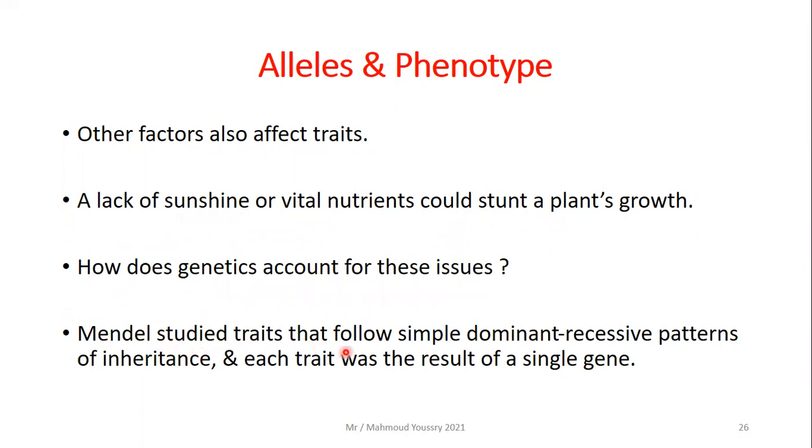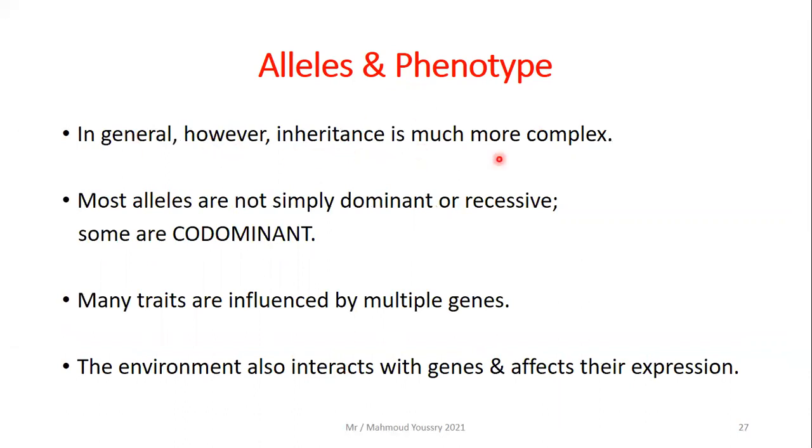Mendel studied traits that follow simple dominant-recessive patterns of inheritance, where each trait was the result of a single gene. But in general, inheritance is much more complex. Most alleles are not simply dominant or recessive. Some alleles are co-dominant. Many traits are influenced by multiple genes. The environment also interacts with genes and affects their expression.